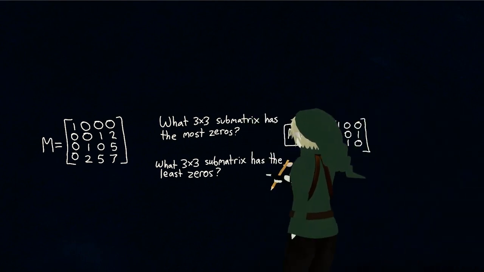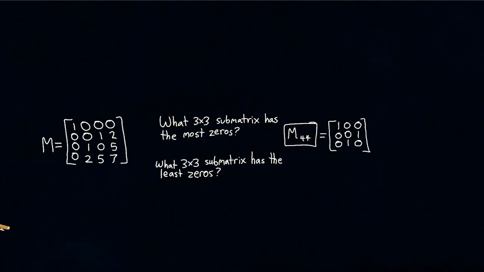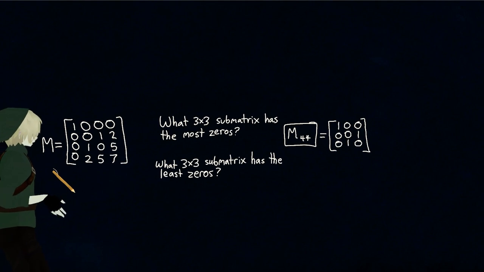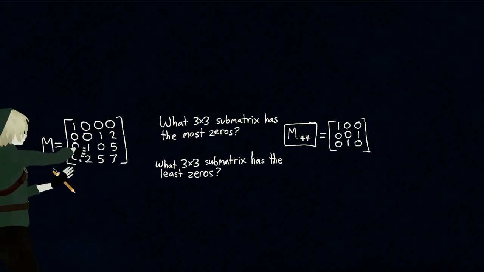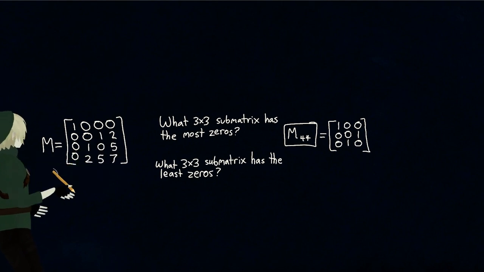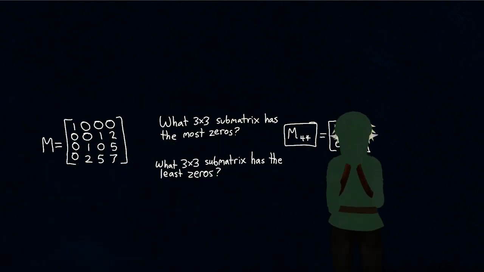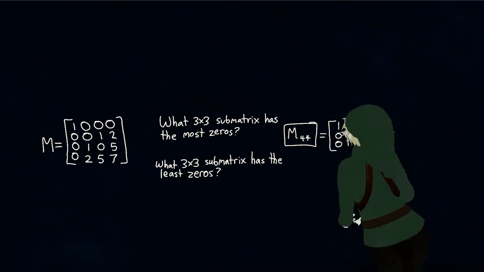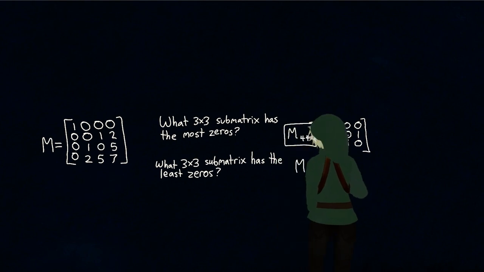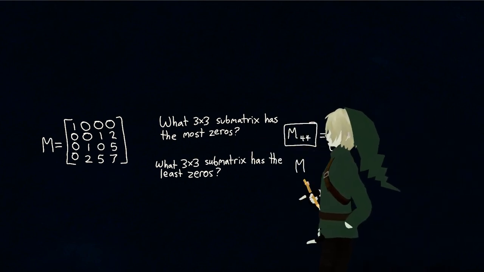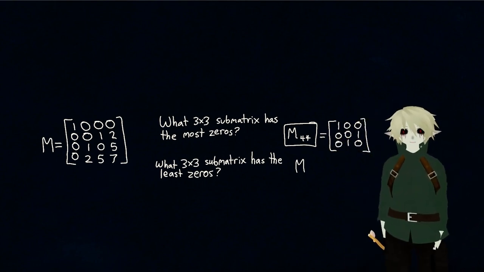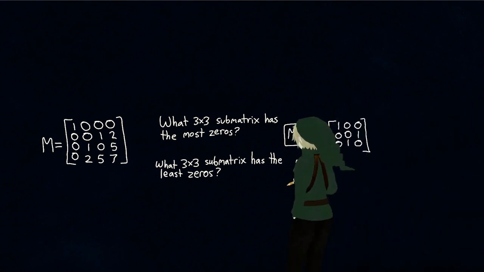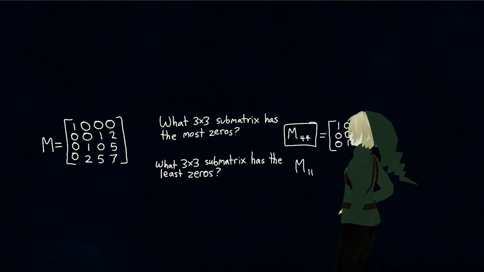Now, what about the least zeros? Which portion has the least amount of zeros? You can already see that it's this side here. This portion of the 3x3 has the least amount of zeros. We have a lot of non-zeros here: 1s, 2s, 5s, and 7s. So how do we write our answer? Again, we write it with a capital M, and we delete the row and column that we want. In that case, we want to delete the first row and the first column, so our answer would be M11.